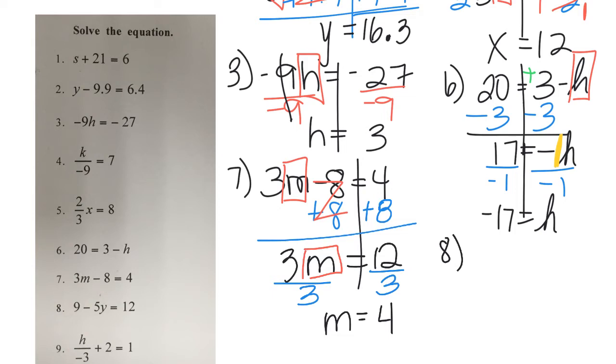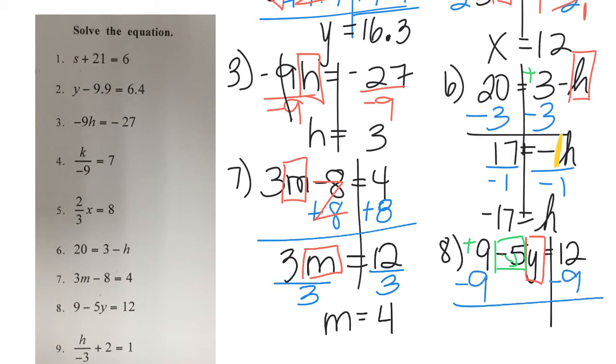Number 8, 9 minus 5y equals 12. Okay, so the variable we're getting by itself is y. I want to move the constant first. Remember, this has a plus in front. This minus belongs to the 5. Okay, so that's a negative 5. So in order to move the plus 9, I need to subtract 9 from both sides. We get negative 5y equals 3.